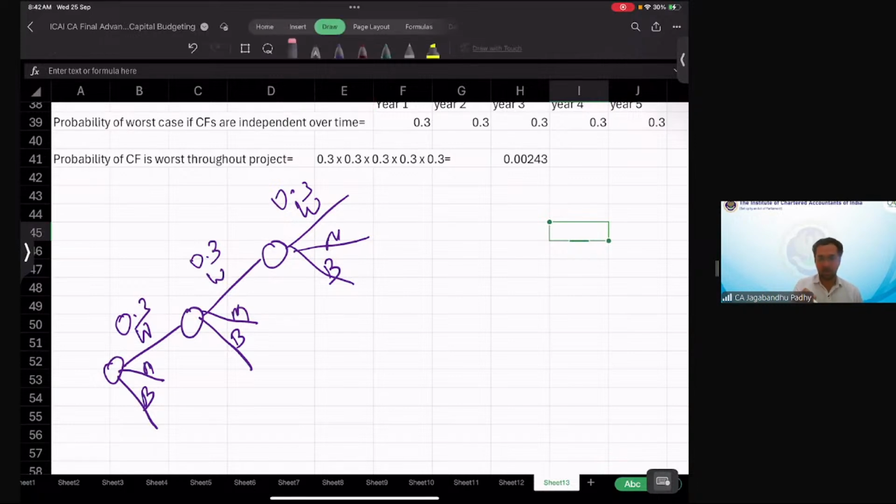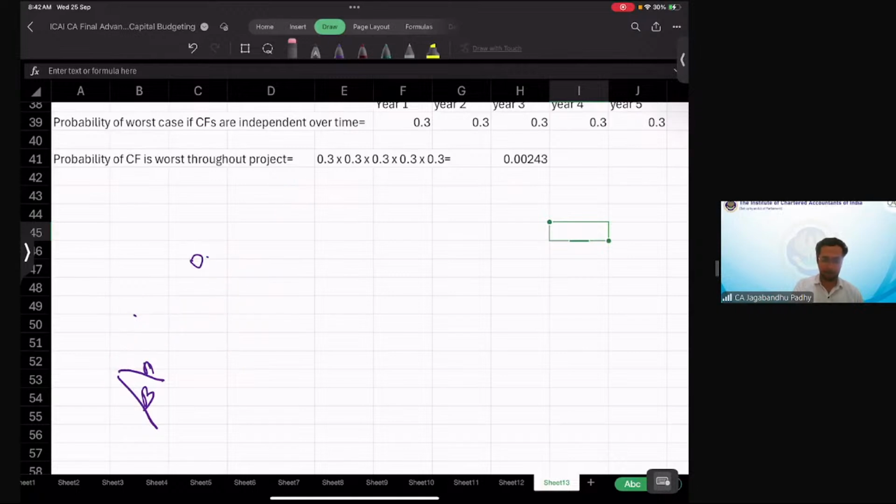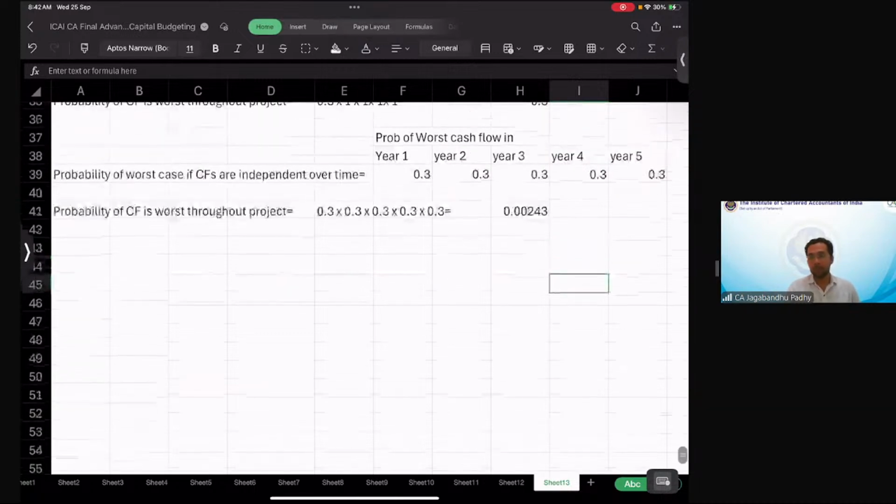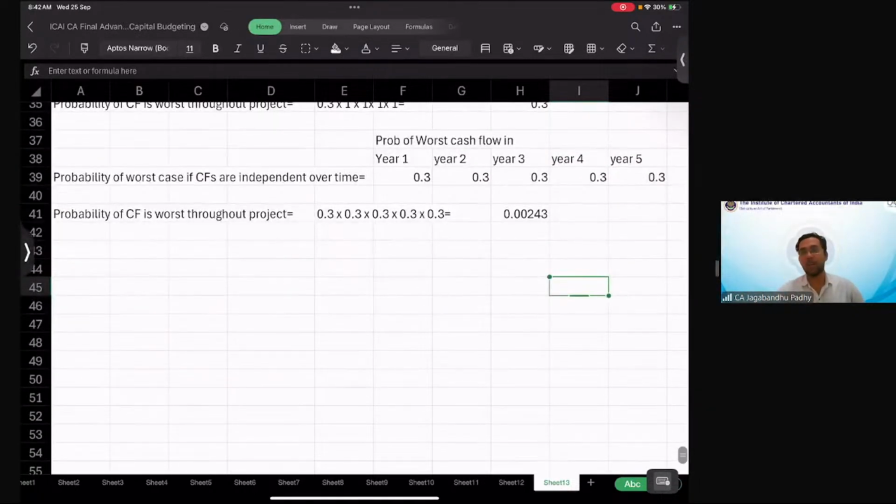Okay, are we good? Clear, guys? Yeah, that's just getting multiplied every time because it's an independent probability. Okay.